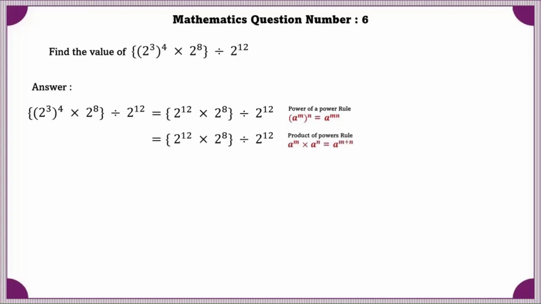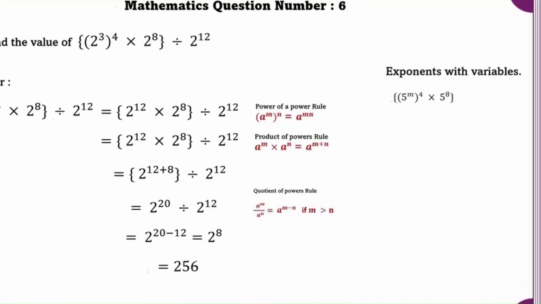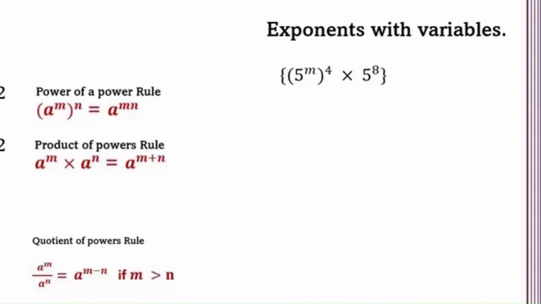When we multiply powers with the same base, we should add the exponents, as seen in the product of powers rule. After that, we will get 2 to the power 20 divided by 2 to the power 12. Now, when dividing powers with the same base, we should subtract the exponents, as seen in the quotient of powers rule. After doing that, we'll get the value as 2 to the power 8. That is 256. The same exponent rule even applies when the exponents contain variables.